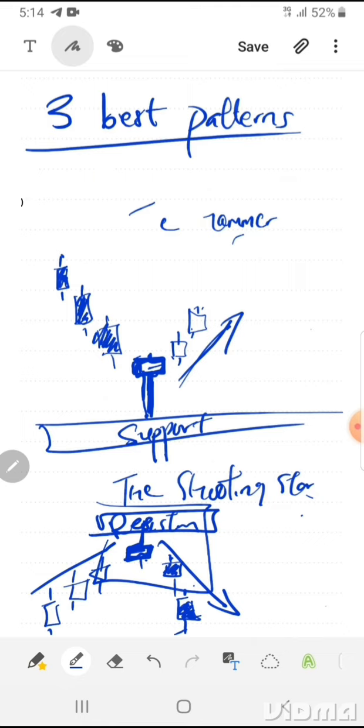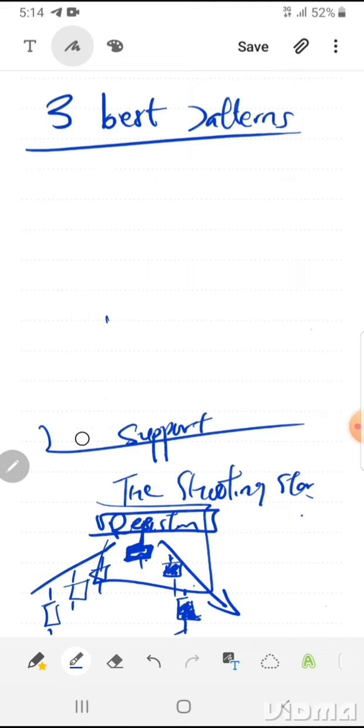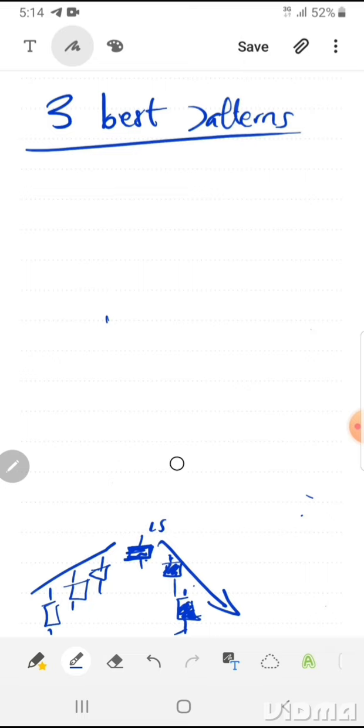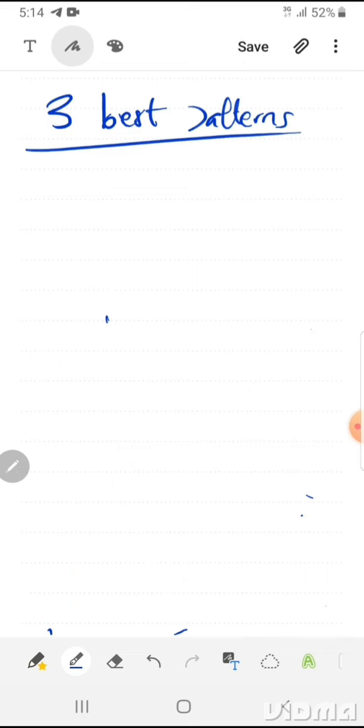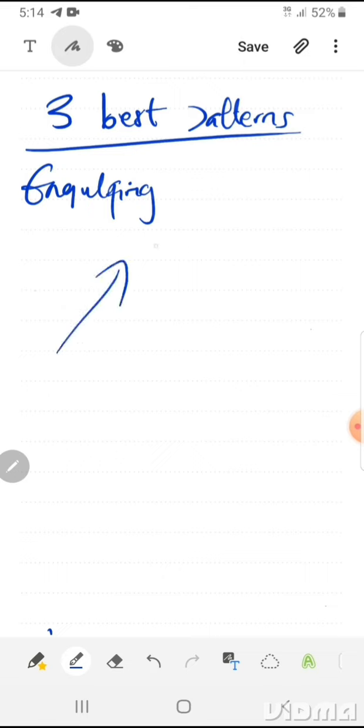Then the second one I'm going to talk about now is the engulfing. The engulfing bar. The engulfing pattern. What does it mean by engulfing? Engulf, that is to cover something. Okay, when you have a trade going up, and you see something like this, then there's a big one engulfing that is covering this other one. The market will come what? Downward. Can you see it?